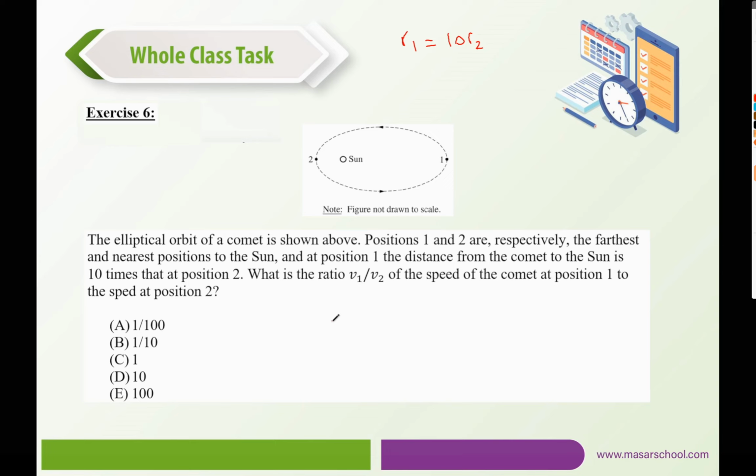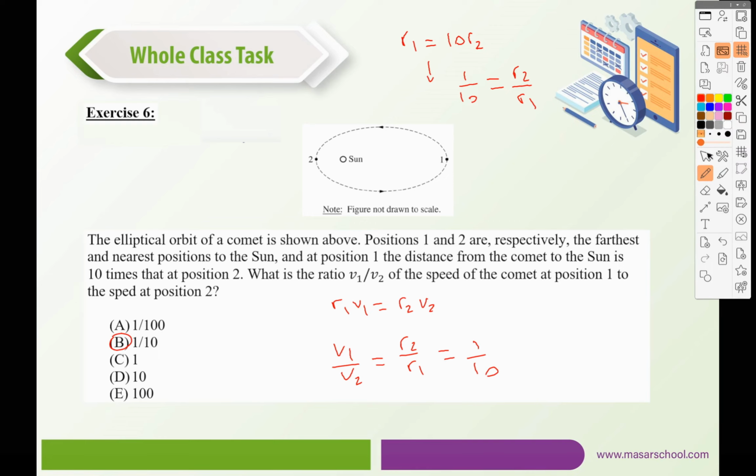This can be determined using the conservation of angular momentum, and we have that r1 v1 is equal to r2 v2. Remember that we cannot use this in a free response unless we derive it from scratch. We're interested in the ratio v1 over v2, which is basically r2 over r1, and that would be equal to 1 over 10, making the correct answer B.